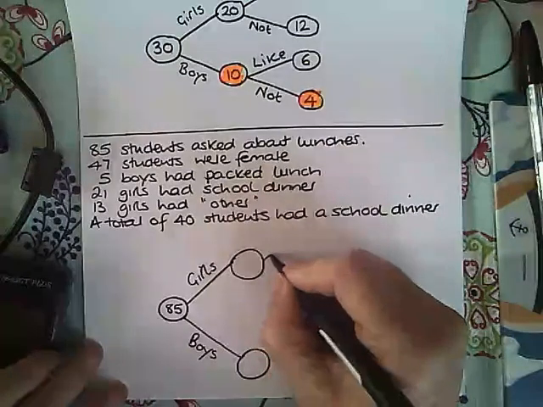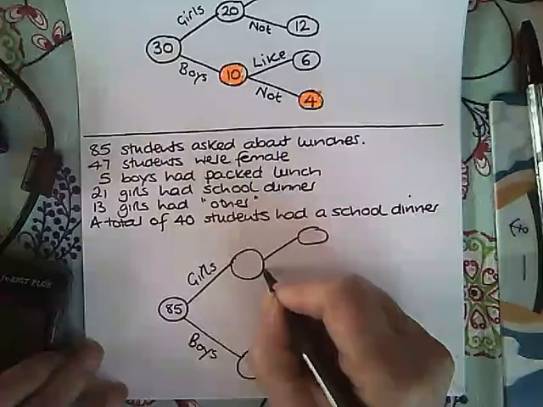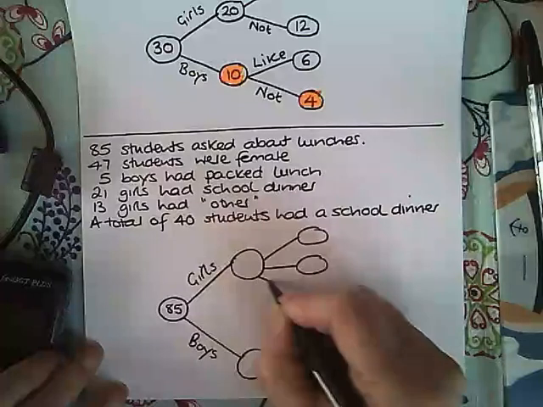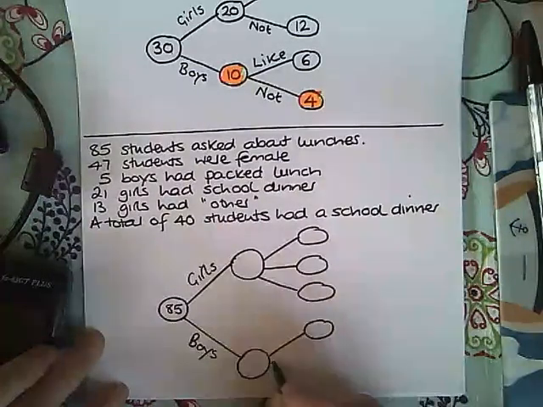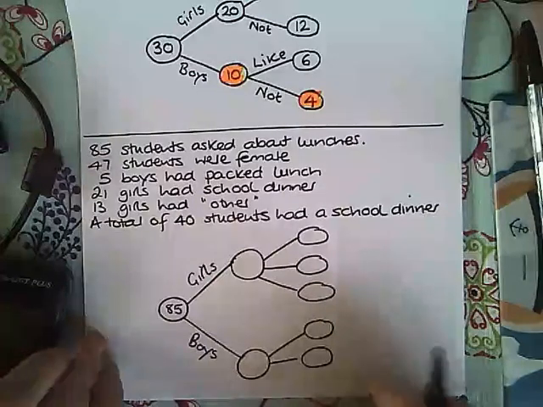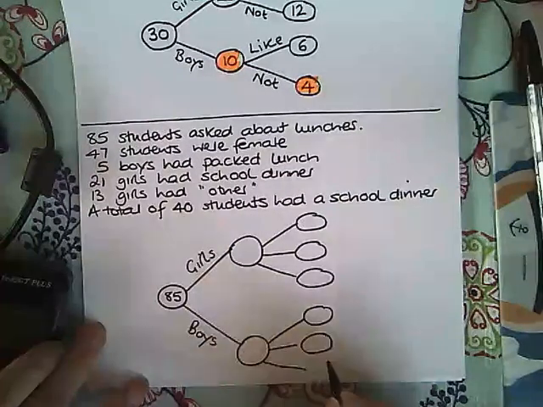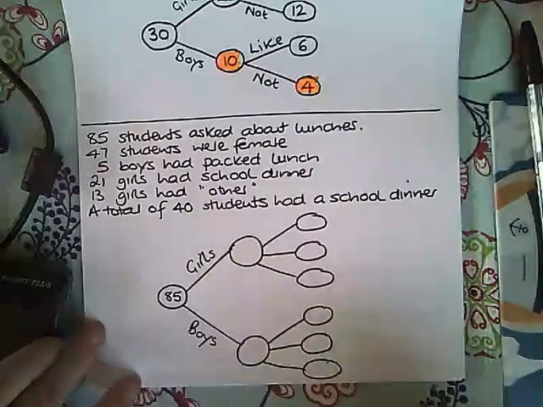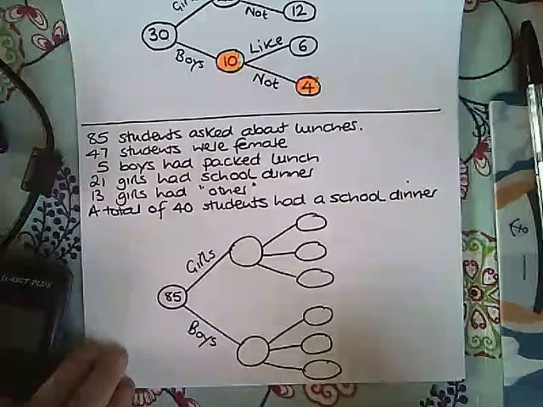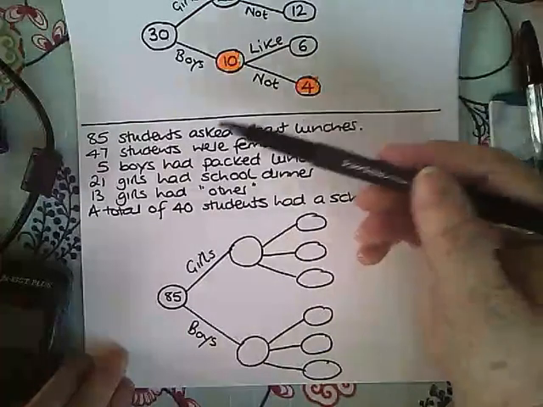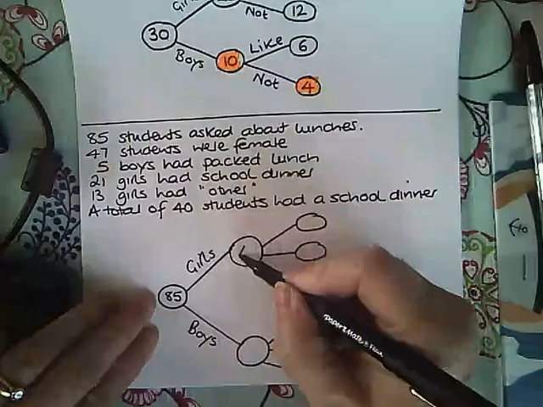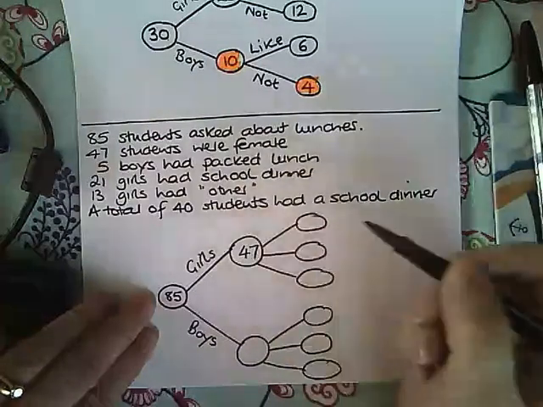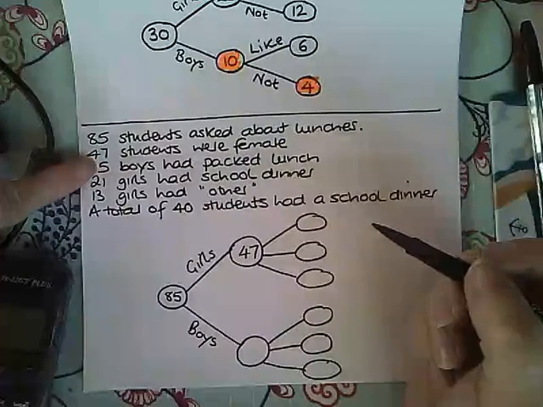So 1, 2, 3. 1, haven't left enough room. 2, 3. Just fit it in on the bottom there. Okay, let's go back to our information then. 85 students altogether. 47 are female. We can fill in there, 47 girls. Next, we're going to 5 boys had a packed lunch.